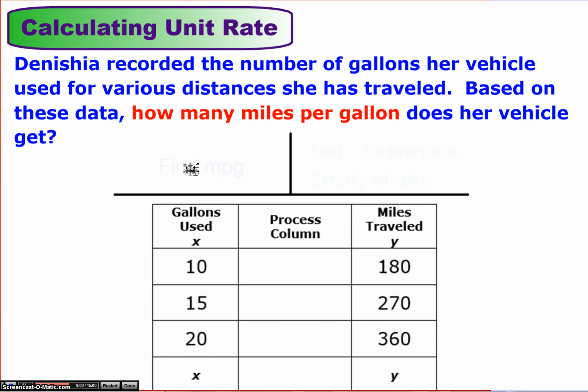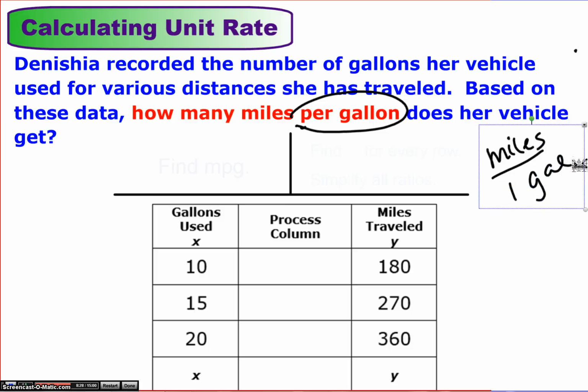We are given how many miles per gallon. We know miles and gallons used. So it says, based on this data, how many miles per gallon does her vehicle get? Miles per gallon means what? We're looking for miles over 1 gallon. Okay? And this is where your proportional relationships are going to come from. Y'all started solving proportions in 6th grade officially. But how do we get from 10 to 180?